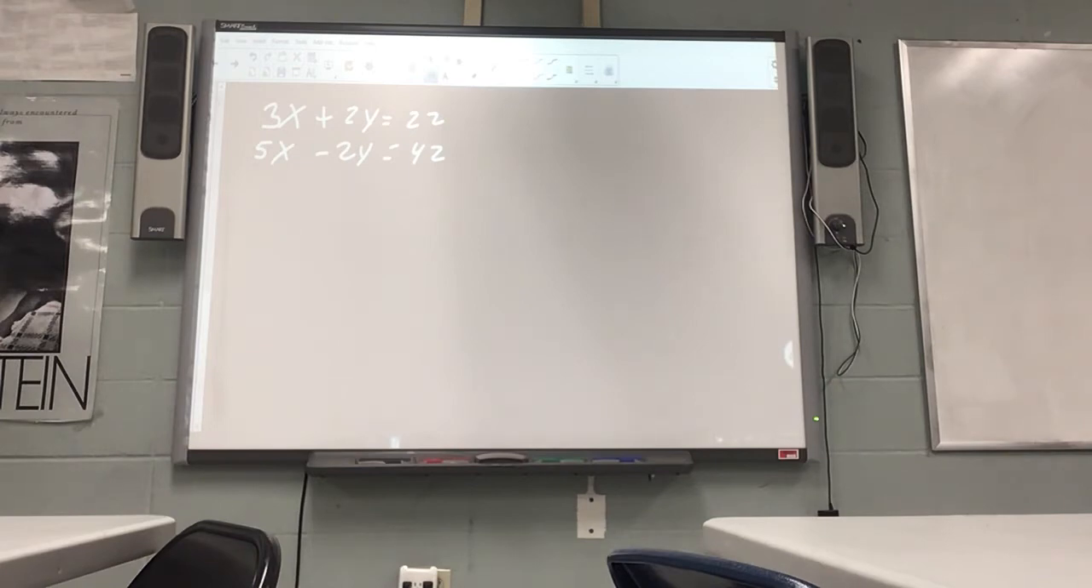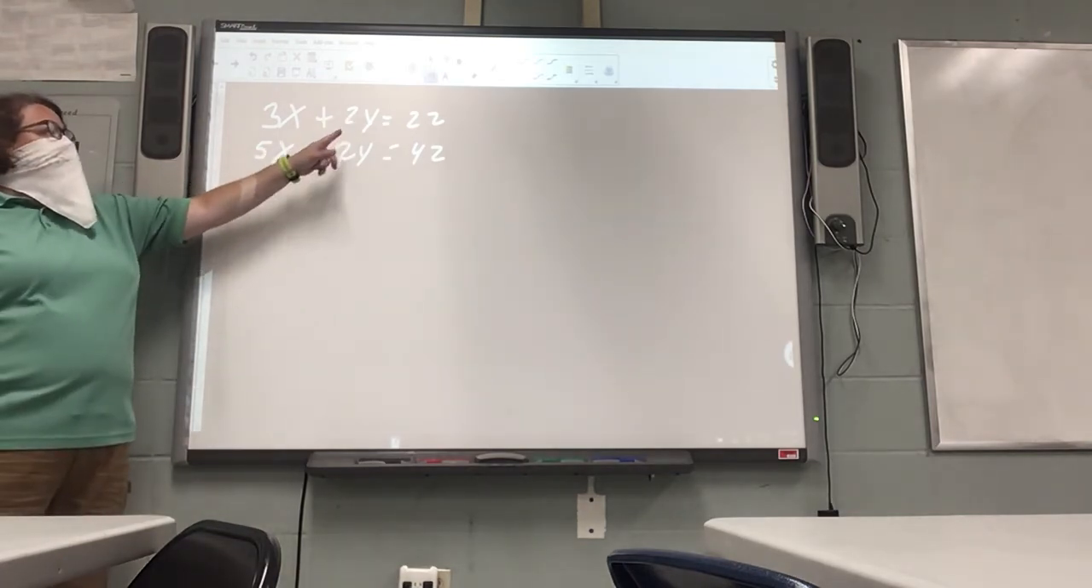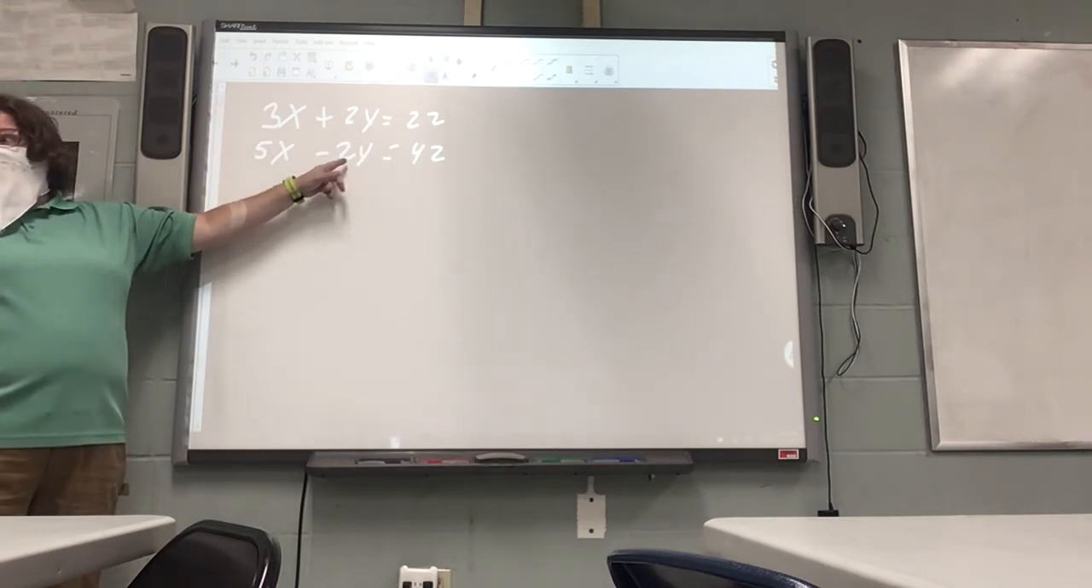I got a 2y and a negative 2y. 2 and 2 is the same. So yes, I can get rid of them. Riley and Austin are already talking about this time it's going to be addition. Why? Good question. What's positive 2 plus negative 2? 0. And that's what we want.